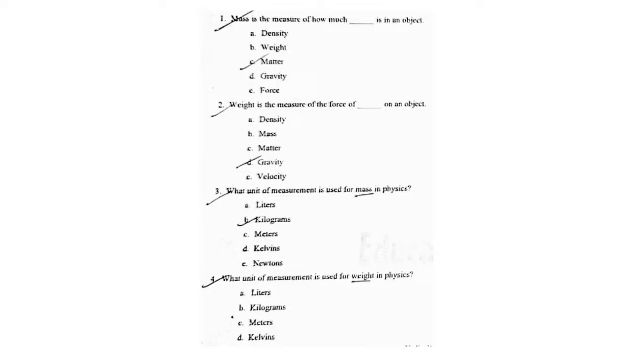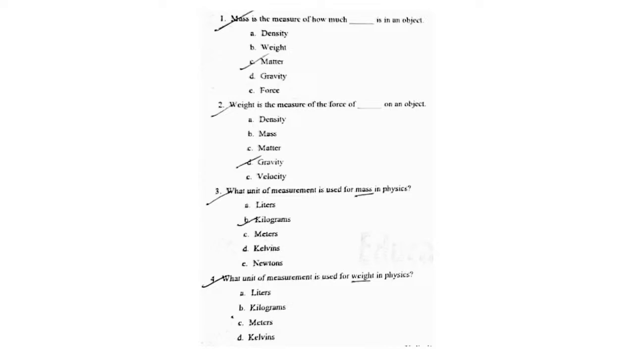So mass actually measures what? What is the matter? Matter means what basically? The molecules, the atoms, neutrons, protons, electrons. How much matter is there inside the volume of a body is actually given by mass. That's why the correct answer is C here.